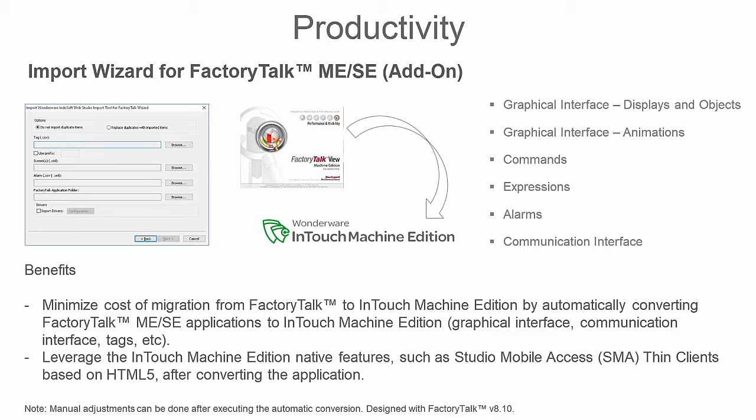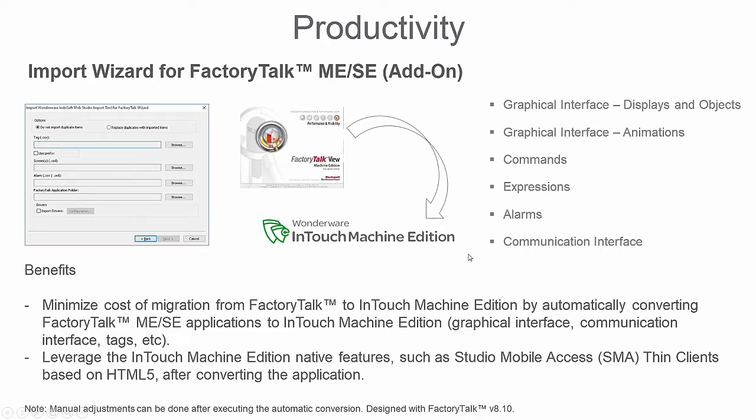The bottom line, the whole goal of the Import Wizard is to save time, increase productivity when converting products from other HMIs, in this case from Factory Talk product, to InTouch Machine Edition. And just like any other conversion tool in the market, it does not convert absolutely 100% of the application, but the goal is to convert as much as possible, to reduce as much as possible the time required to convert applications from Factory Talk to InTouch Machine Edition. So the conversion supports displays and objects from the graphical interface, animations from the graphical interface, commands from Factory Talk Site Edition, expressions, alarms, and communication interface.